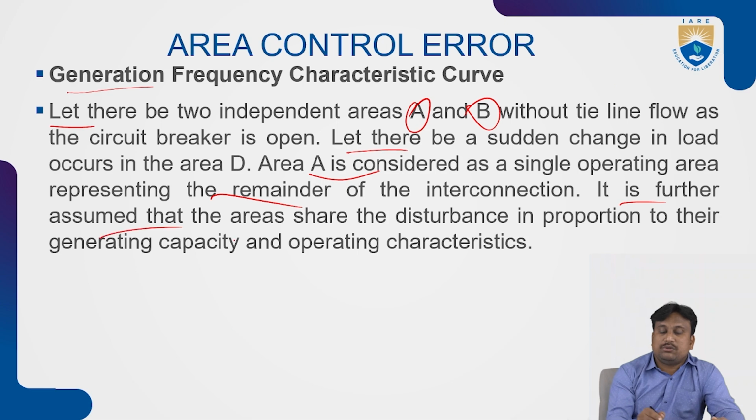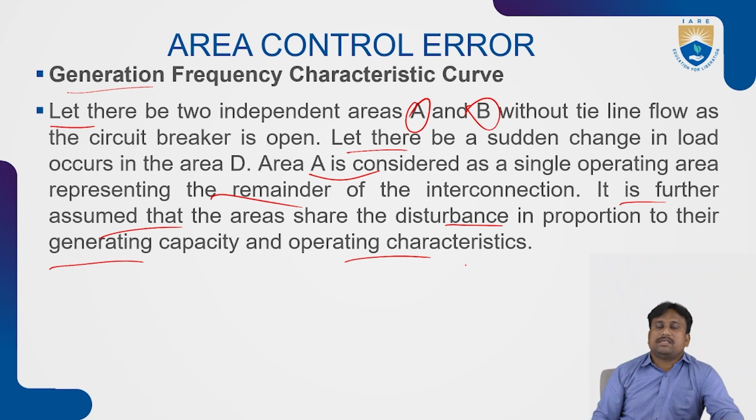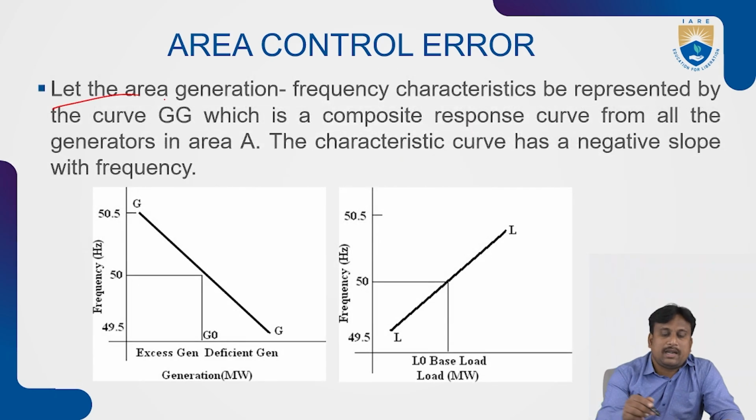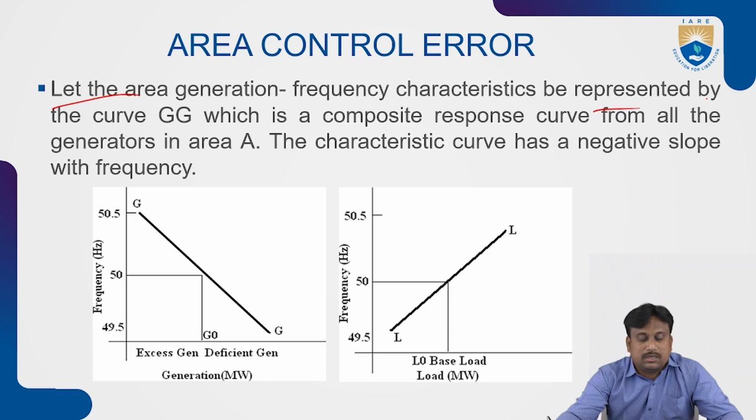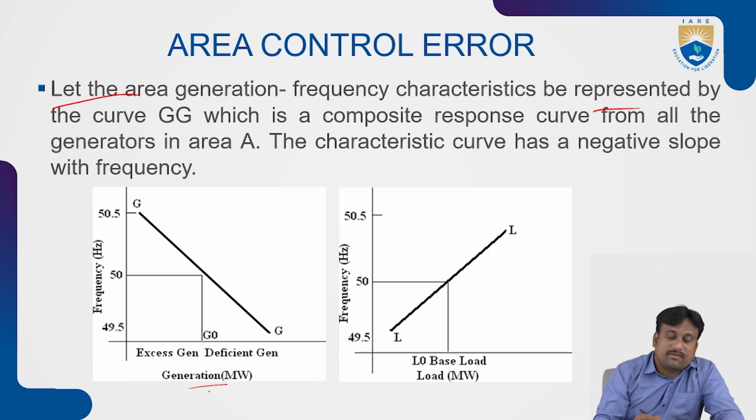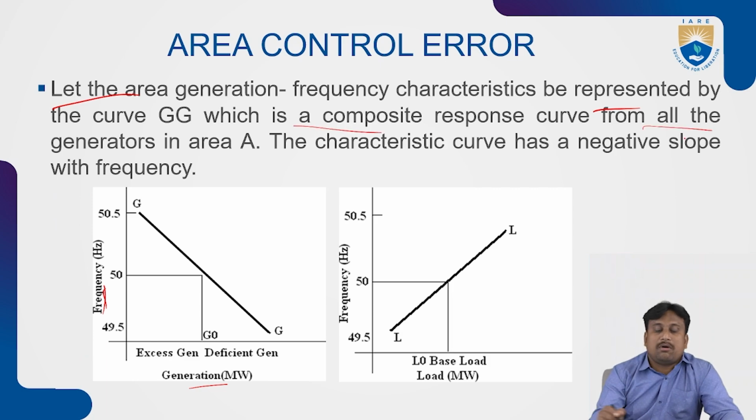It is further assumed that the areas share the disturbance in proportion to their generating capacity and operating characteristics. Based on the operating characteristics, the area is considered to be a single operating area, and they may be in interconnecting mode with the generation frequency characteristic curve. Here the area generation frequency characteristic is represented by the curve GG, that is generation in megawatts versus frequency in hertz, which is a composite response curve from all the generating units in area A.